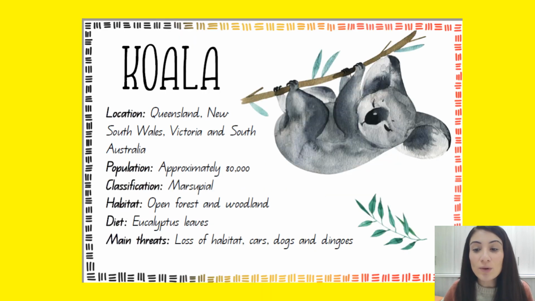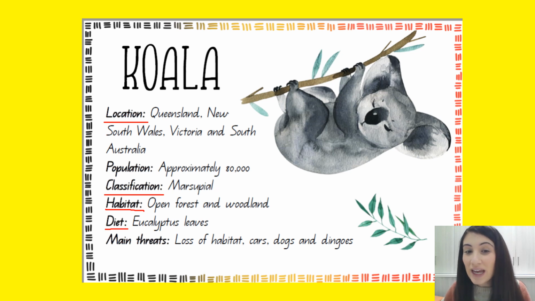Now, the next animal is a koala. So again, you can see classification, habitat, diet. We've also got some other information like the location, specifically where they live within Australia. If you want to write some extra information or some interesting facts, you could add that information in your gathering information chart. And also population, which means how many there are in Australia. So it says on here that there are about 80,000 koalas in Australia at the moment.